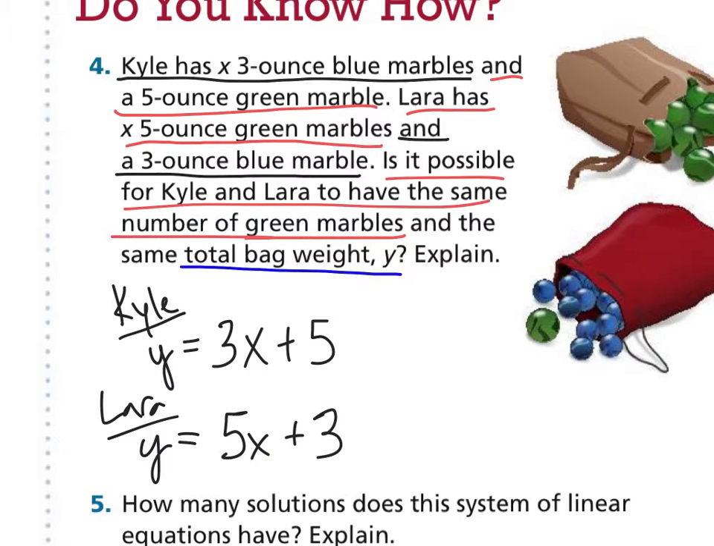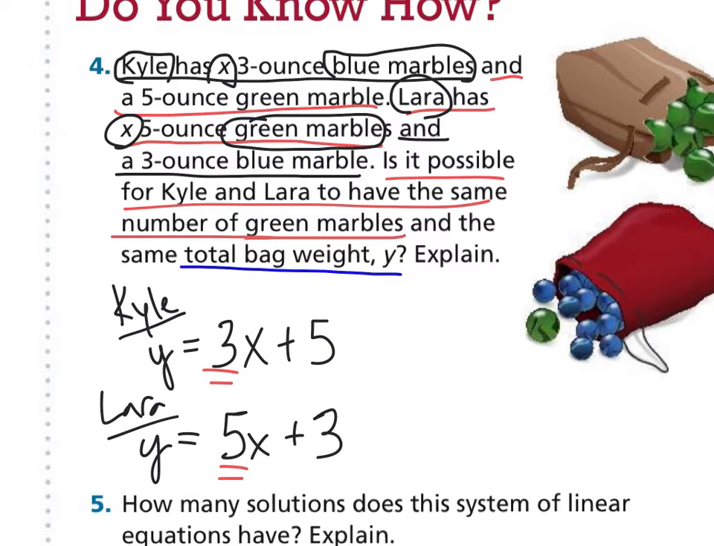So basically what we're thinking about is if these would intersect each other, then we should have a solution here. So since the slopes are different here, that tells us we are going to have one solution. If we have one solution, then it should mean that this would work. Now, what's a little confusing on this problem is for Kyle, x is representing the number of blue marbles, and for Laura, x is representing the number of green marbles.